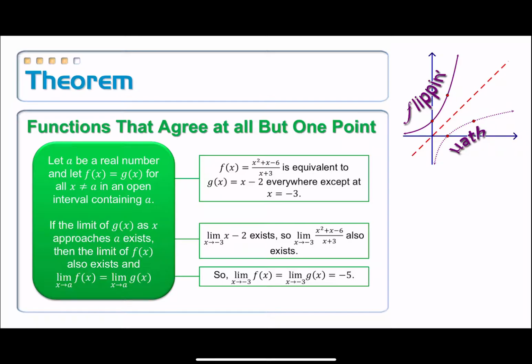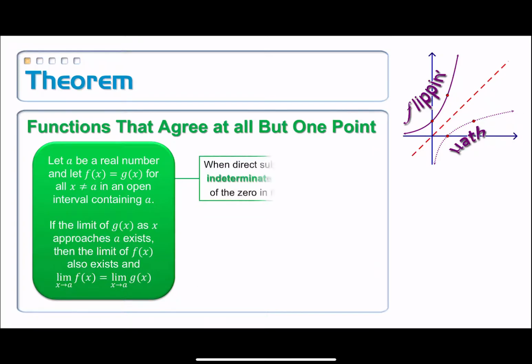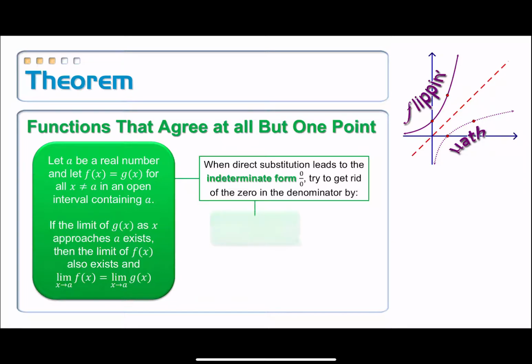All right, so how do I know I'm supposed to do this? What is going to indicate that I have to do this very complicated process? That's when I get the indeterminate form 0 over 0. So when I directly substitute into my limit and I get the indeterminate form 0 over 0, I know that my goal is to try to find an equivalent function, one that agrees everywhere except for at that hole. And I'm going to do that by, well, what did I just do? On this example, I factored, and I got rid of that common factor.